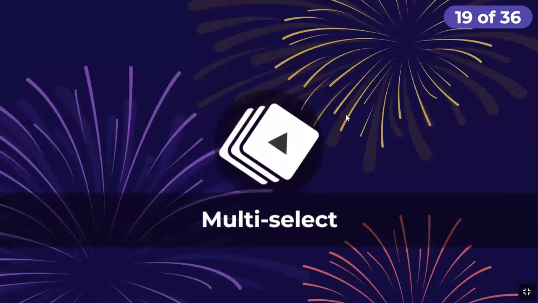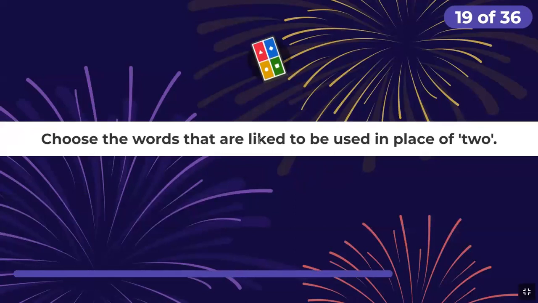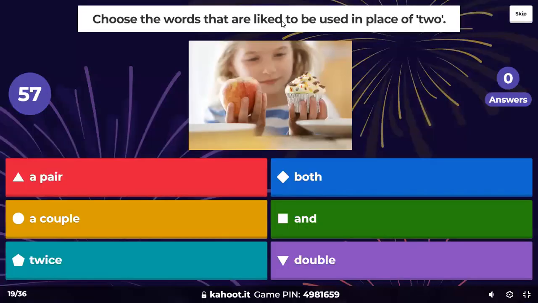Okay. Now, what did I do? You have to select more than one answer here. Choose the words that are likely to be used in place of 2. So, a pair, both, a couple, and, twice, double. You choose the words that could be used or that are likely to be used instead of the word 2. I said this is a multi-select question. It means that you need to select more than one answer.